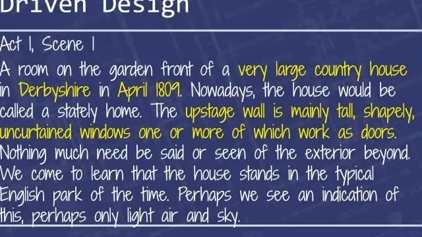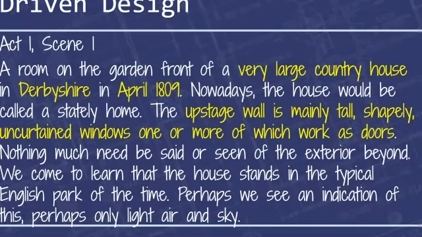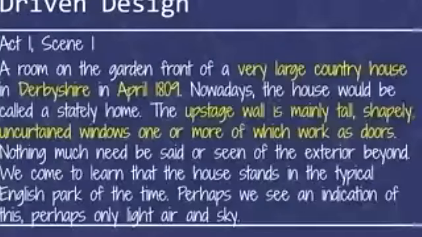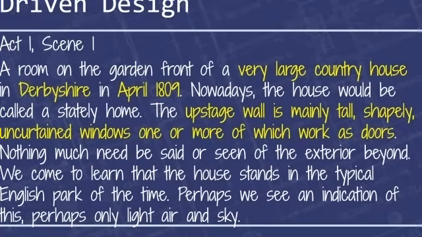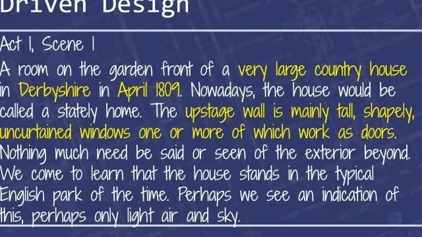The upstage wall is mainly tall, shapely, uncurtained windows, one or more of which work as doors. So the writer of the play wants these tall windows. They're not supposed to have curtains, so it's open, it's bright, it's spring, so we know some more about the room this is supposed to be in. And one or more of which work as doors.